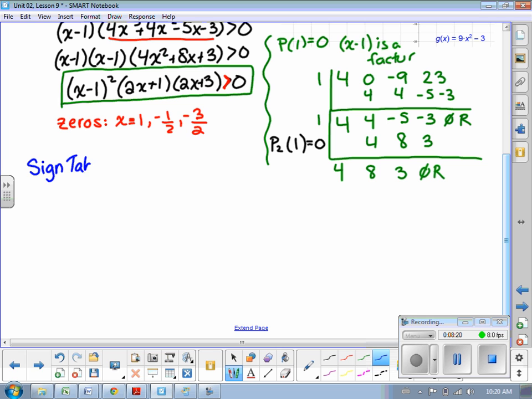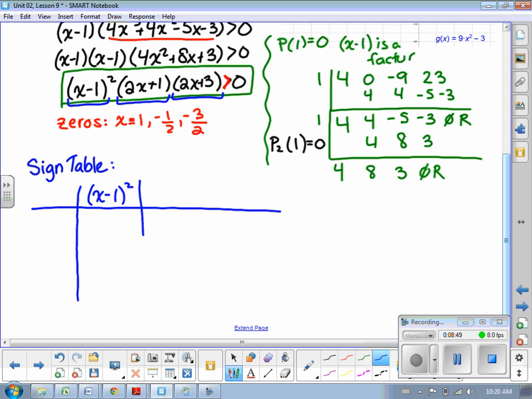It turns out that sign tables will be revisited in further units, so it is a good skill to start getting used to doing. So when we set up a sign table, the way this is going to work, we're going to draw a table, and along the top we're going to put each section or each factor of our equation. So we're going to take the x minus 1 squared and give it its own section, and then 2x plus 1, give it its own section, and 2x plus 3.